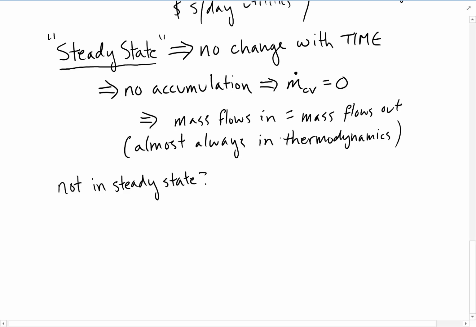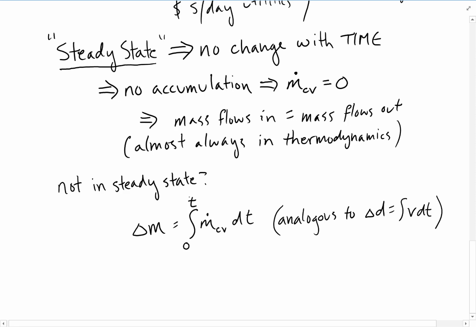But in the event that you were not in steady state and you wanted to know the change in mass over time, or the accumulation over time, you would need to integrate the accumulation over time. So if you wanted to know the change in mass, that would be equal to the integration of the rate at which mass accumulates over time, from time 0 to some time t.